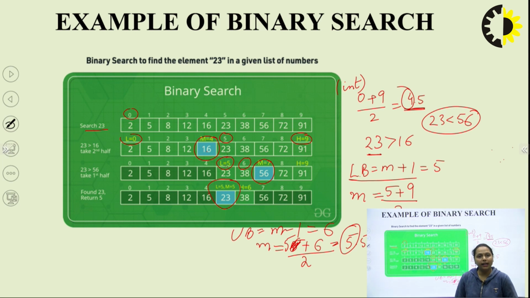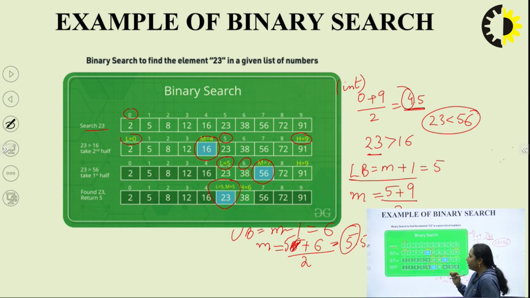So required element is found, that is 23 matches with the middle element of the list. So here we found the element at position 5, or you can say index value 5. So total how many comparisons, or in how many steps you found the element 23? We can say we can have the result within the 3 steps.